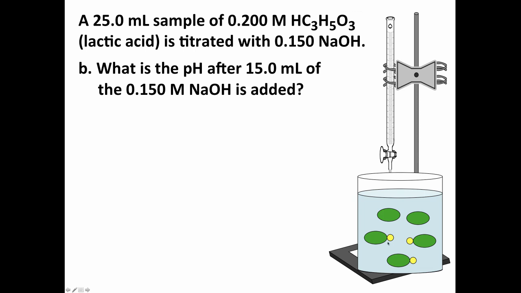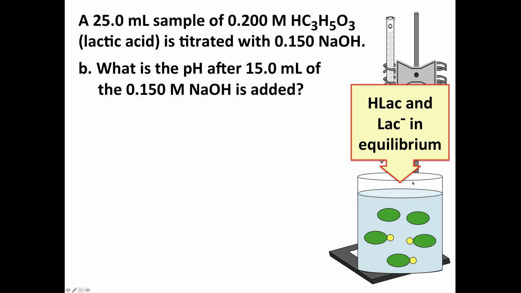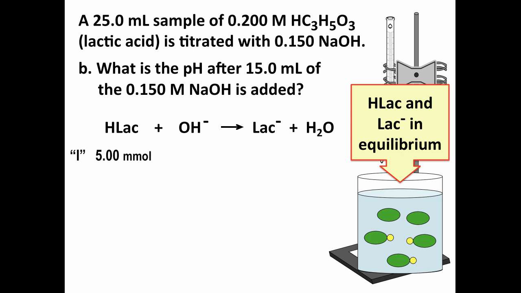And so what has ended up happening is some of our lactic acid still remains, but we have created some conjugate base lactate ion. And once the reaction has taken place, then we have lactic acid and lactate in equilibrium with each other and no more hydroxide left. So here's the reaction that takes place. Notice it's a one-way arrow because this is a weak acid reacting with a strong base. Very, very product favored.